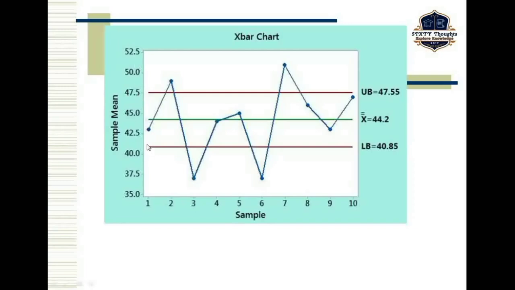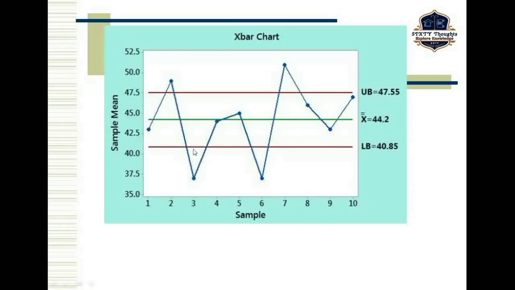So first I am going to draw the central line. What is the central line value? That is X double bar, 44.4. It lies in between 42.5 and the next value. Next I am going to draw the upper control limit. What is the upper control limit answer? 47.55, that is nearer to 47.5. The third line is called the lower control limit. The lower control limit value is 40.85, that is nearer to 41, right? So these three lines are called the central line, upper control limit and lower control limit.